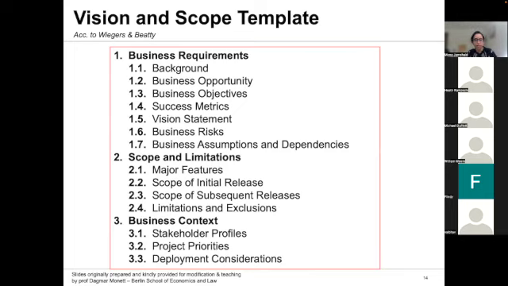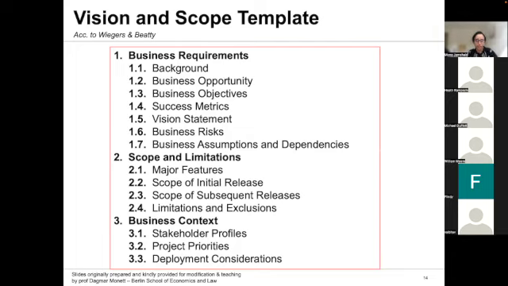Business requirements, as you can see, basically cover the high-level picture and why we are introducing this, and what this new product or application is going to serve the business. Then we come to the scope and limitation part. Here we talk about the major features that the client wants to see. We can discuss what features they want in the first initial release of the product, and then in the subsequent releases, what are some of the limitations and exclusions that they have highlighted or you have clarified on your behalf. The vision and scope template also talks about the business context.